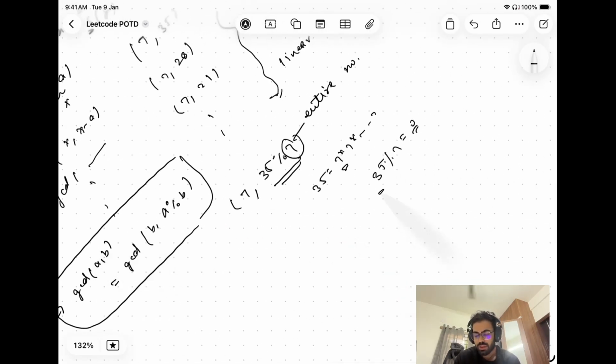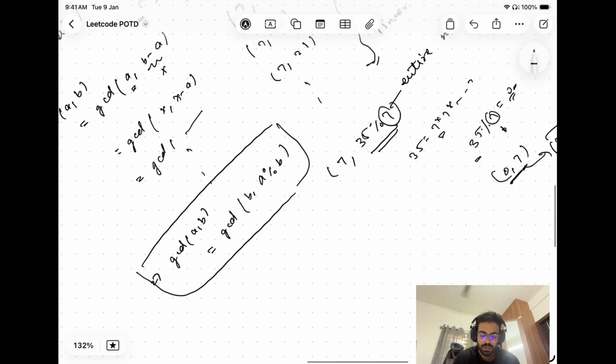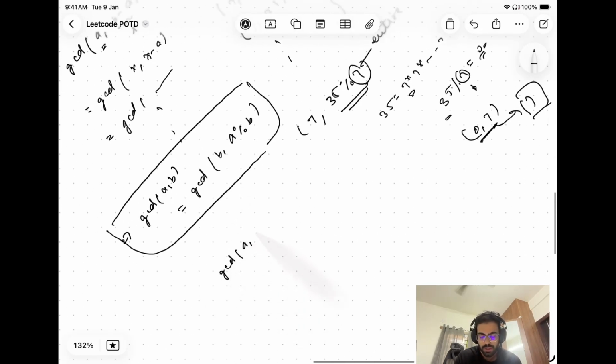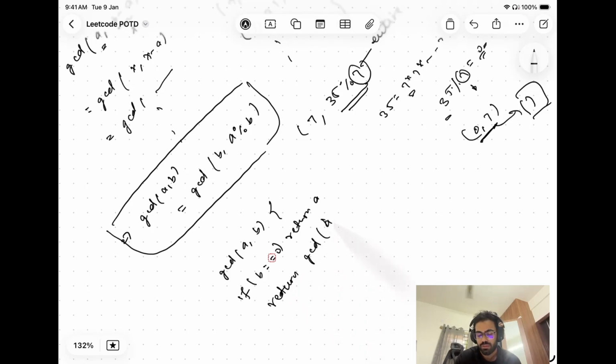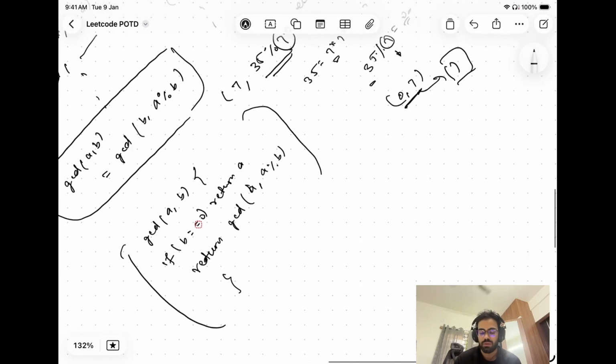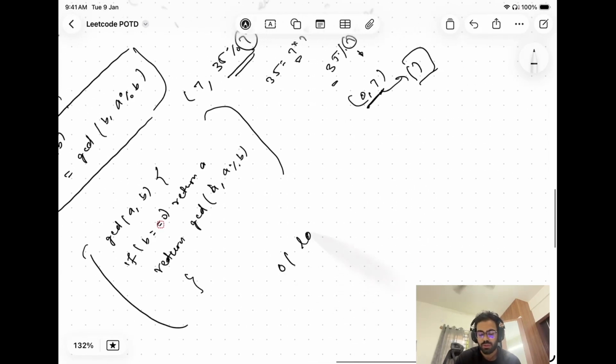And also just tell me one thing here. If it's 0, then GCD is what? 7. See, if one number is 0 and you want the other thing, then it's definitely 7, right? Okay. So the base case, we'll just write a recursion. GCD of A comma B: if B equals to 0, what do we do? Return A. Otherwise, return GCD of B comma A modulus B. Just simple. And what will be the time complexity of this one? This one is of log of maximum of A comma B.